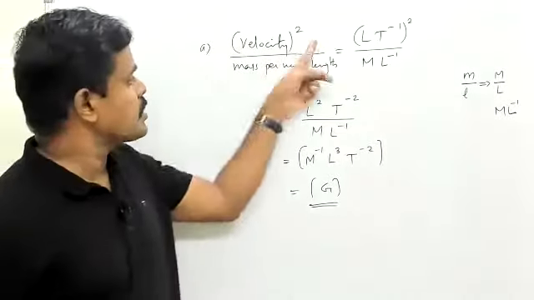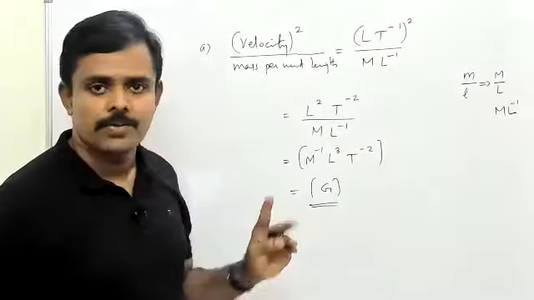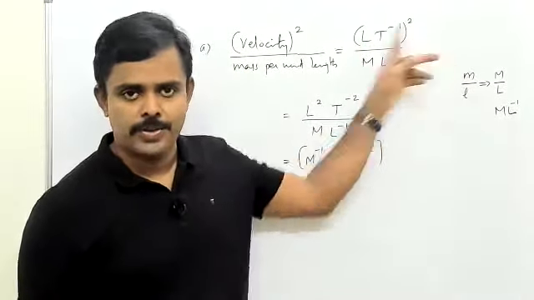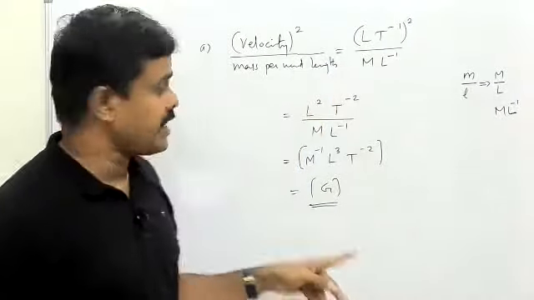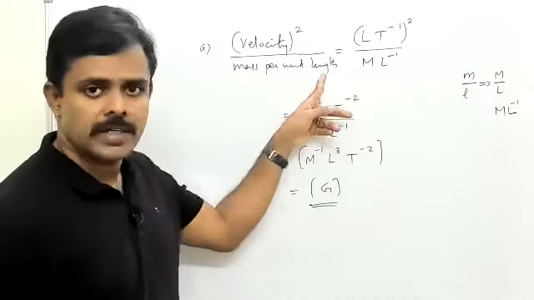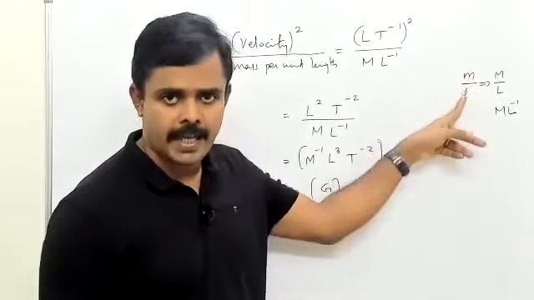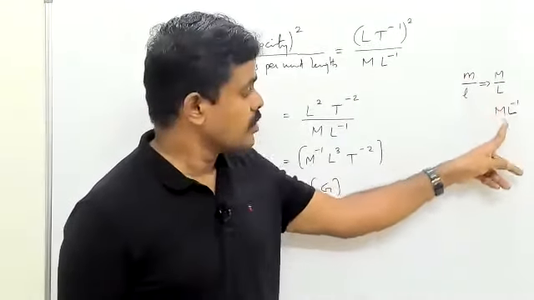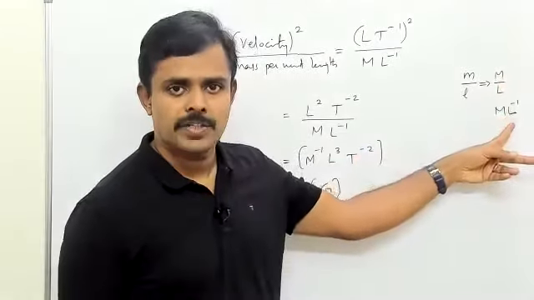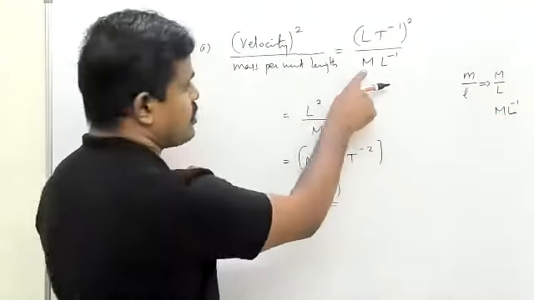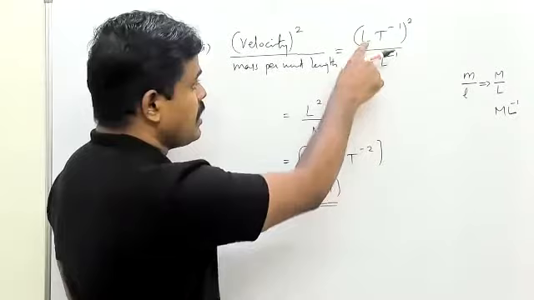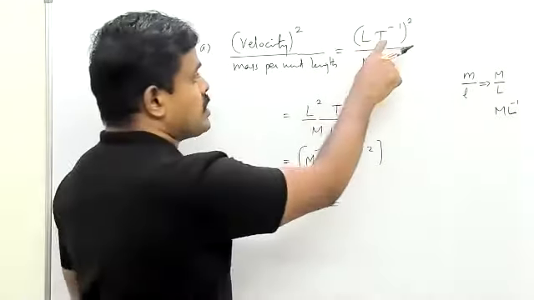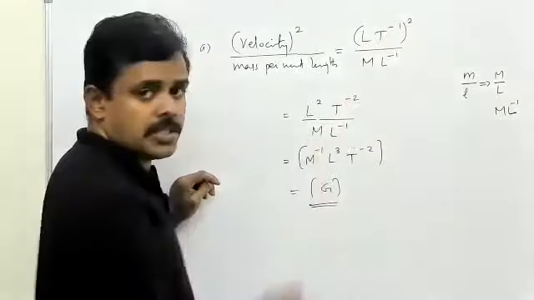First is velocity square by mass per unit length. What is velocity? Velocity is L T raised to minus 1, the whole square. Velocity square divided by mass per length. What is mass per unit length? M by L. Mass is capital M, length is capital L. So length goes to the numerator, it is M L raised to minus 1. Then this is squared: L square, T raised to minus 1 squared, T raised to minus 2.